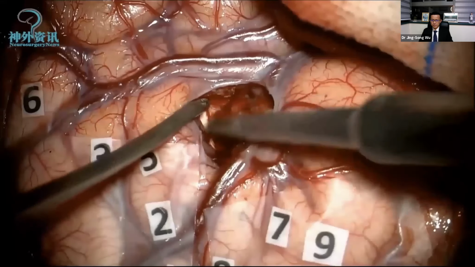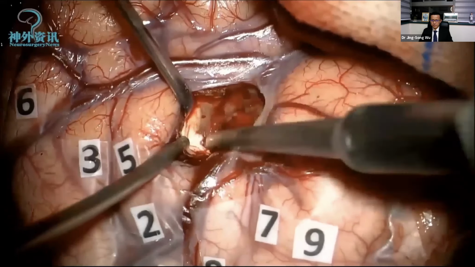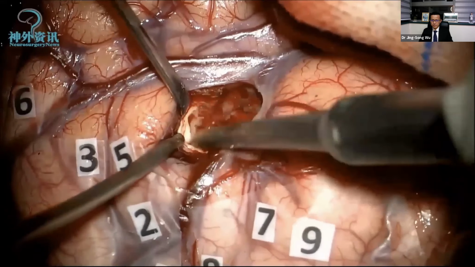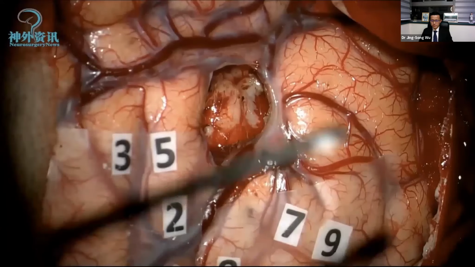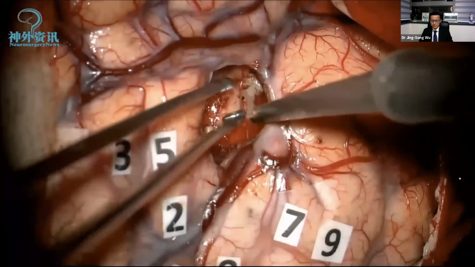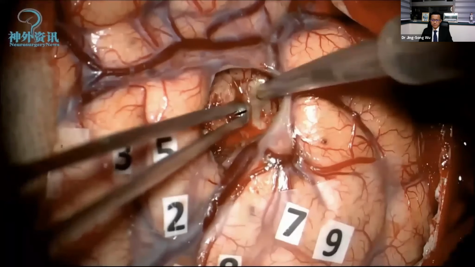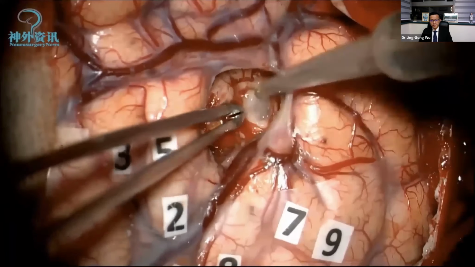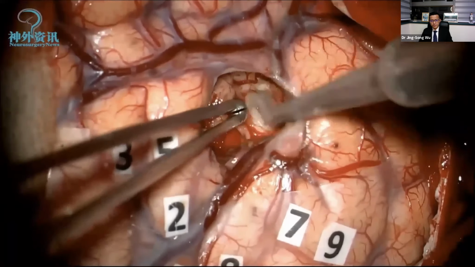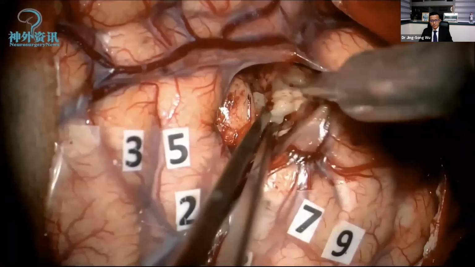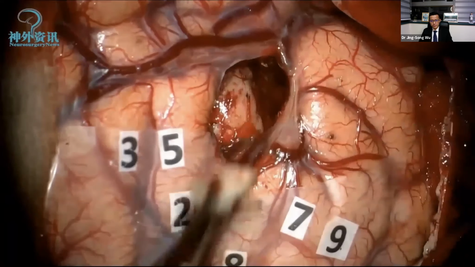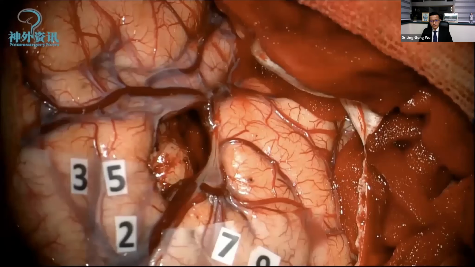CUSA was used to gradually resect the tumor beneath the frontal operculum. Throughout the resection, the patient was routinely tested for speech, sensory, and motor function, especially when resection was adjacent to the eloquent cortex or pathways. Tissue samples were sent for frozen section. The results suggested low-grade glioma.